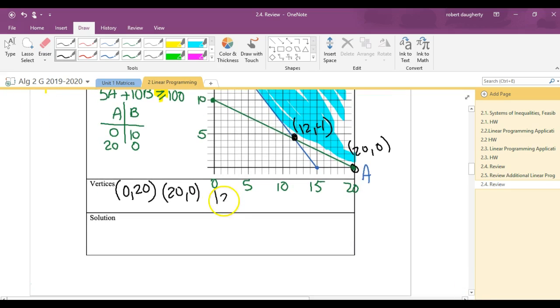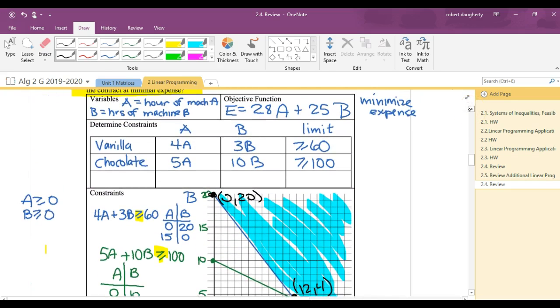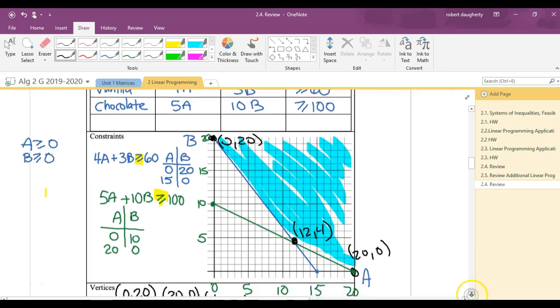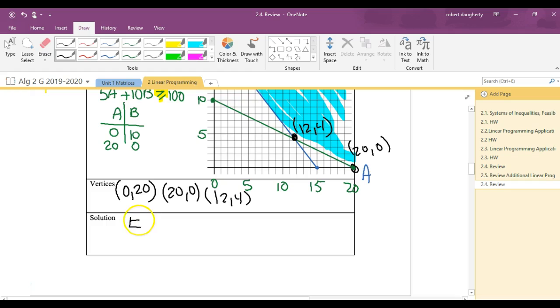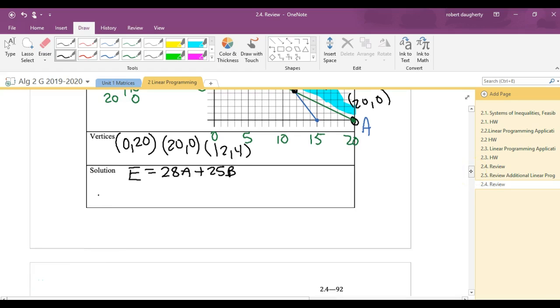So let's go here. 12, 4 is my other vertex. So remember, I wanted to minimize the cost. The cost was what? Our expense, 28A plus 25B. So E, my expense, was 28A plus 25B. Let me double check that, 28, 25. So I just need to figure out what is my expense at 0, 20. What is my expense at 20, 0? And what is my expense at 12, 4?